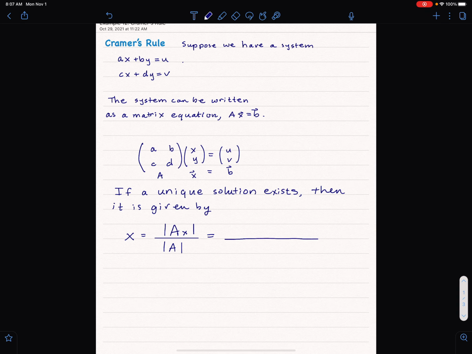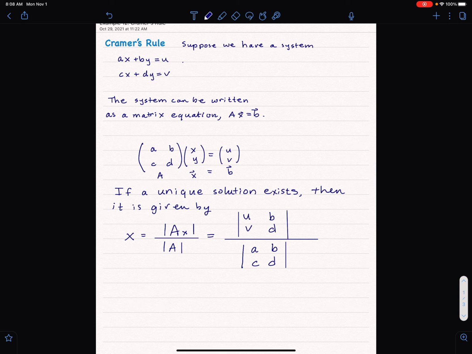So let's be explicit what A and AX are. A we already know that I wrote down there. So what is AX? This is the big thing in Cramer's rule: you take the matrix A, and you replace the first column. When I'm finding x, you replace the first column, which I'm calling the x column, because here we have a, c as our column vector. You replace it by this vector b. And so this gives u, v, and then we keep the other one the same.